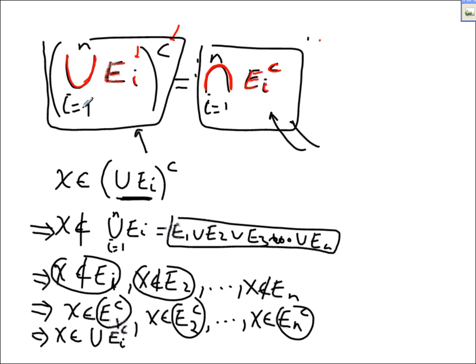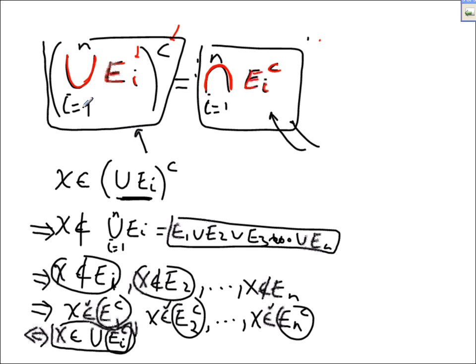Now, these arrows go the other way. If I start with this, if X is in the union of any sets, I don't care what I call those sets, complements or not. If X is in the union of those sets, then X must be in E1 complement, X must be in E2 complement, X must be in En complement. That is, the bottom line implies the line above.